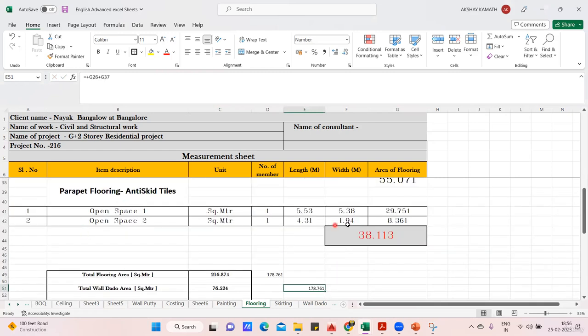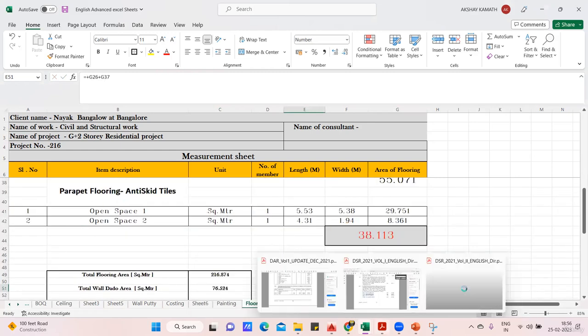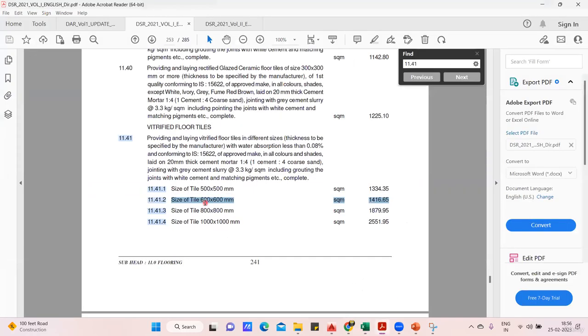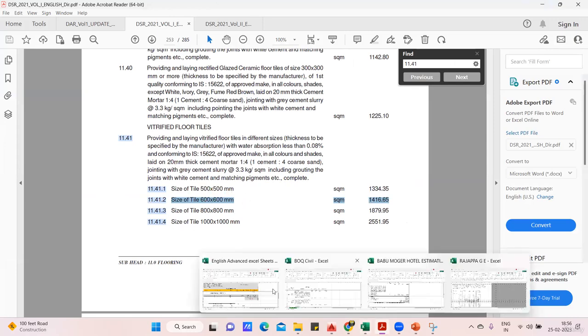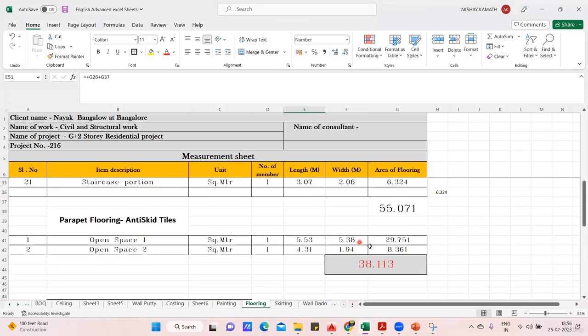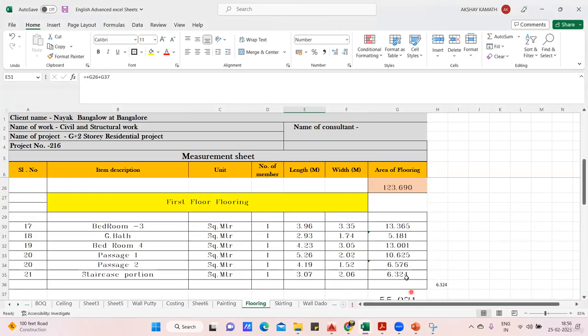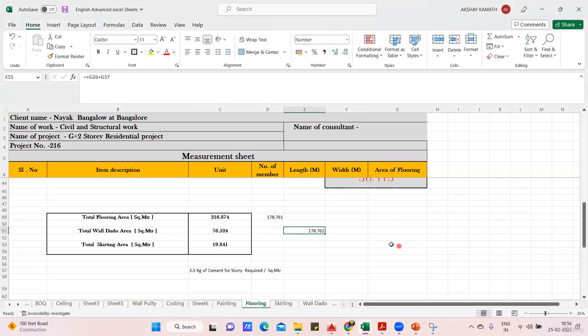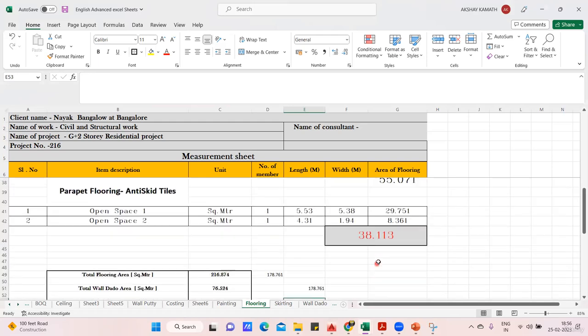Whereas this is your anti-skid tiles. Right now I'm speaking of vitrified tiles. Okay. So you are not going to put your vitrified tiles in the balcony area. So that is why I'm not considering these tiles. That is the part here, anti-skid tiles. In the parapet flooring area, I'm not going to use vitrified tiles. That is why I took only 123 plus 55. I've gone with 178. But if you want to add, you can add that also. But usually we don't do that.